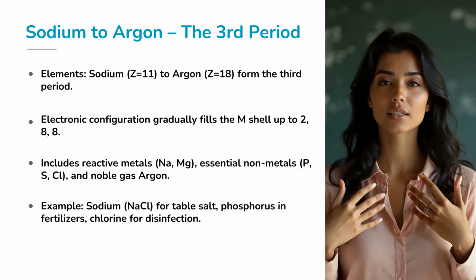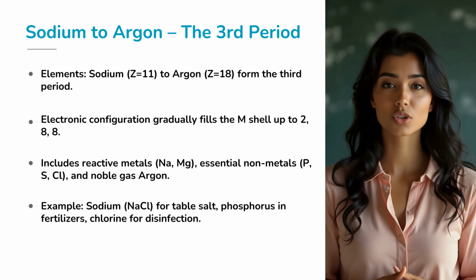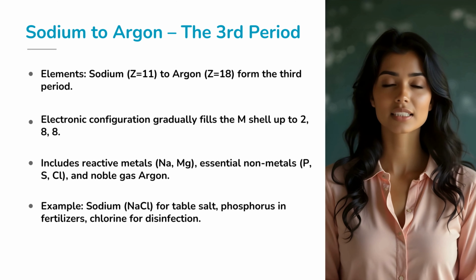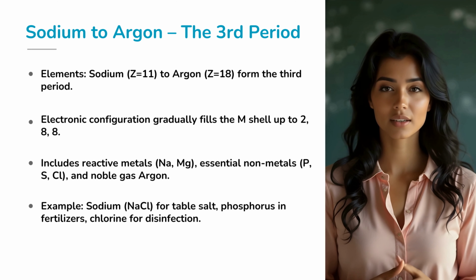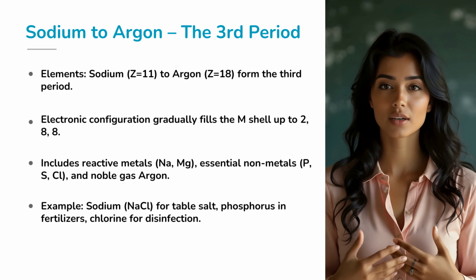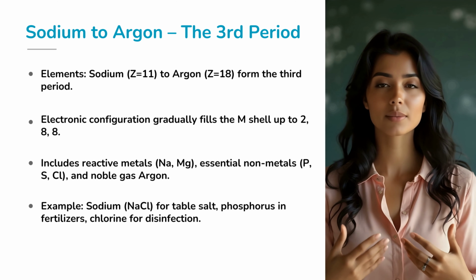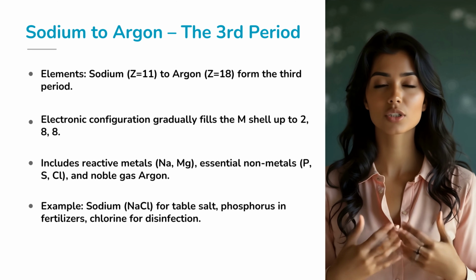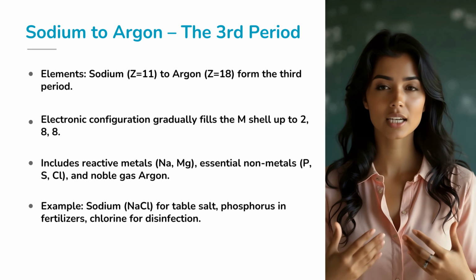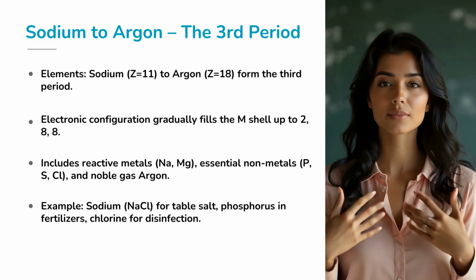Think about this. Sodium chloride is the common salt on your dining table, phosphorus is a key ingredient in fertilizers, chlorine is used to disinfect water, and argon fills the bulbs in your home to prevent filament oxidation. Each element is not just a name on the table, it has direct relevance in your life.